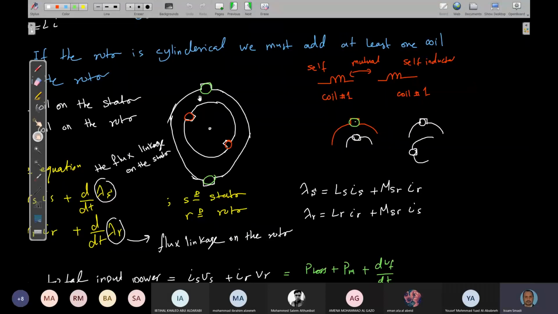So simply, at this position, the mutual inductance has a certain value. At this position, the mutual inductance is the maximum. At this position, the mutual inductance is the minimum. So simply it can be seen as the mutual inductance depends on the cosine of the rotor angle.